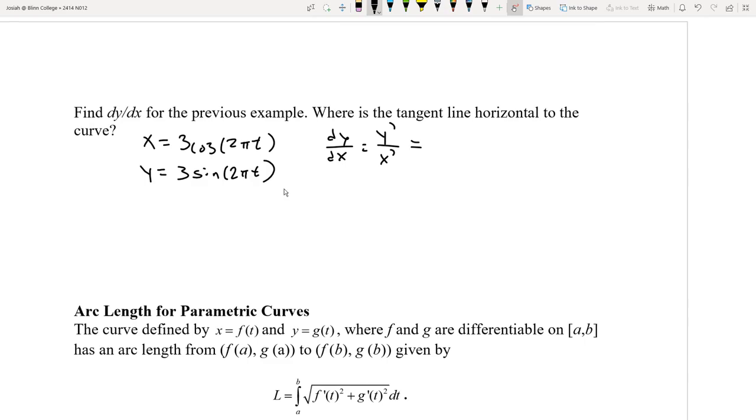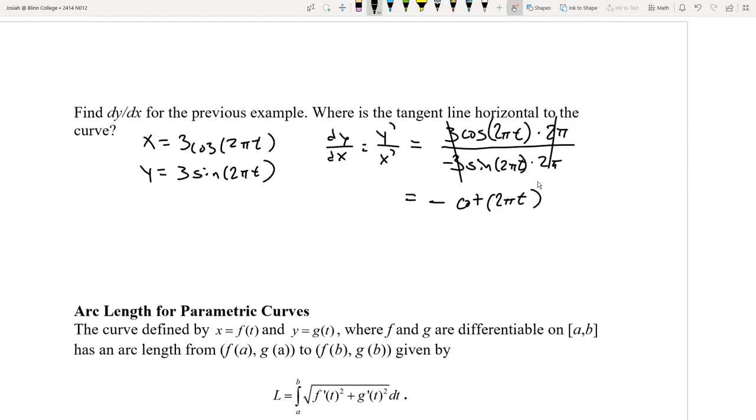Right, and if we're looking at y prime here, or dy dt, right, then we get 3 times, take the derivative of sine, we get cosine of 2 pi t. And then by the chain rule, we get times 2 pi. In the denominator, we get the x prime here. We take the derivative of 3 cosine 2 pi t. So we get negative 3 sine of 2 pi t. And then, of course, the chain rule times 2 pi. So the 3's cancel, the 2 pi's cancel. And so we end up with negative cosine over sine, which is negative cotangent of 2 pi t.